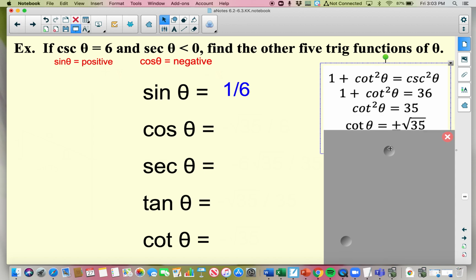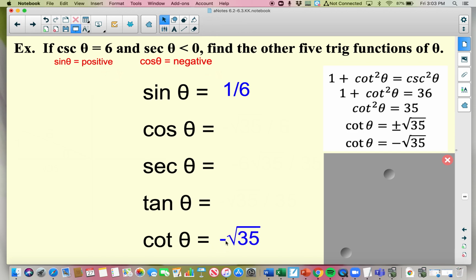And here is where I got to stop and think, it's not plus or minus, it's got to be one or the other. So if my cosine is negative and my sine is positive, that's going to put me in the third quadrant, right? In the third quadrant, my tangent and cotangent are both negative. So I know that this is the negative square root of 35. So that gives me my cotangent. Now I can figure out tangent because these are reciprocals, right? So if I just take the reciprocal of the square root of 35, 1 over this, rationalize my denominator, I'll get negative square root of 35 over 35.